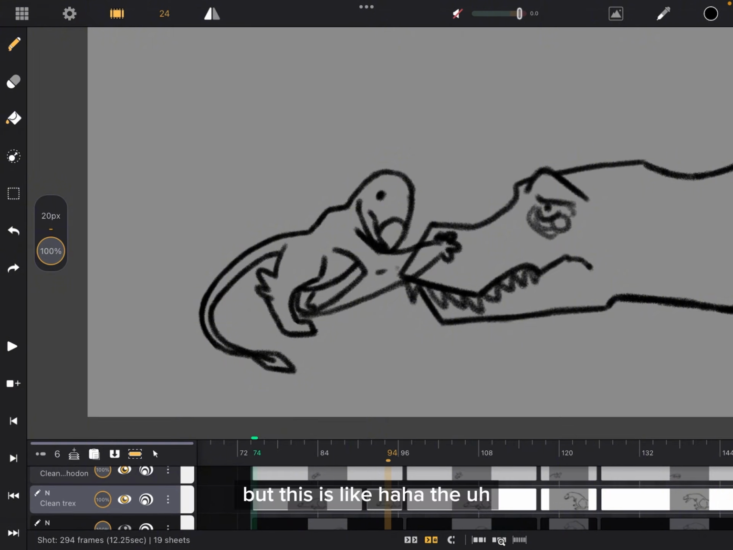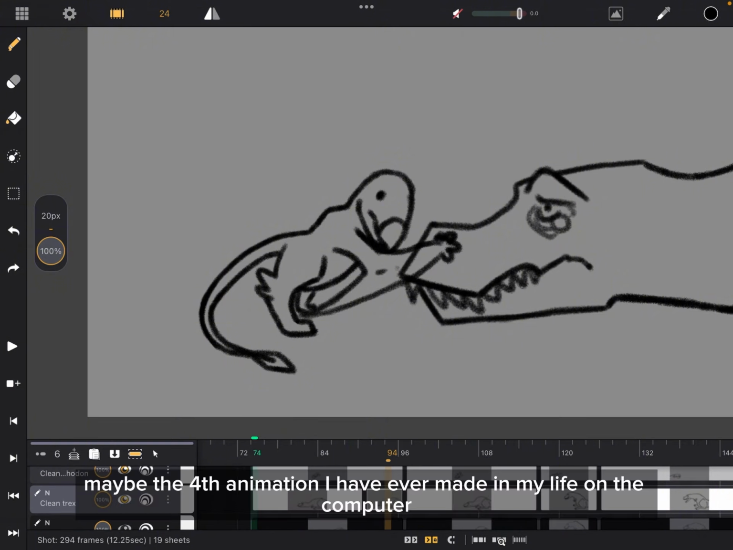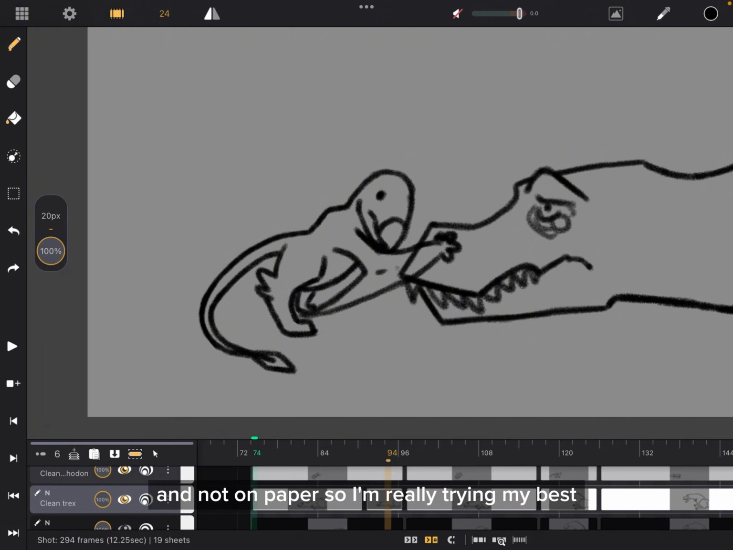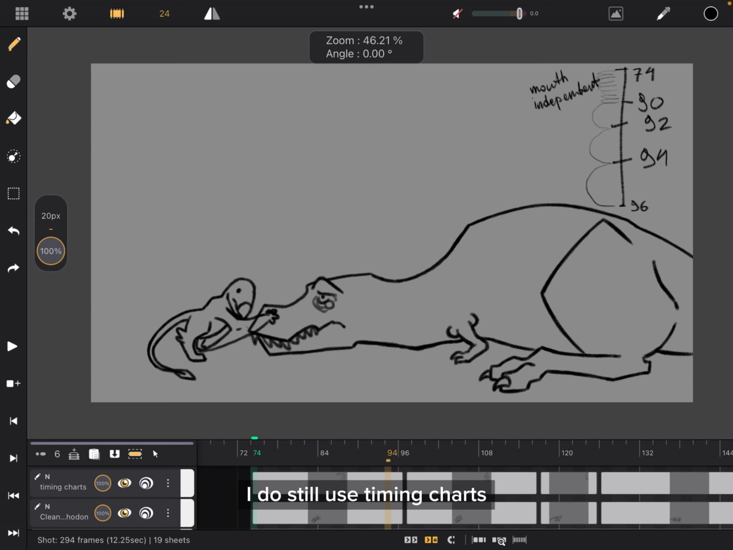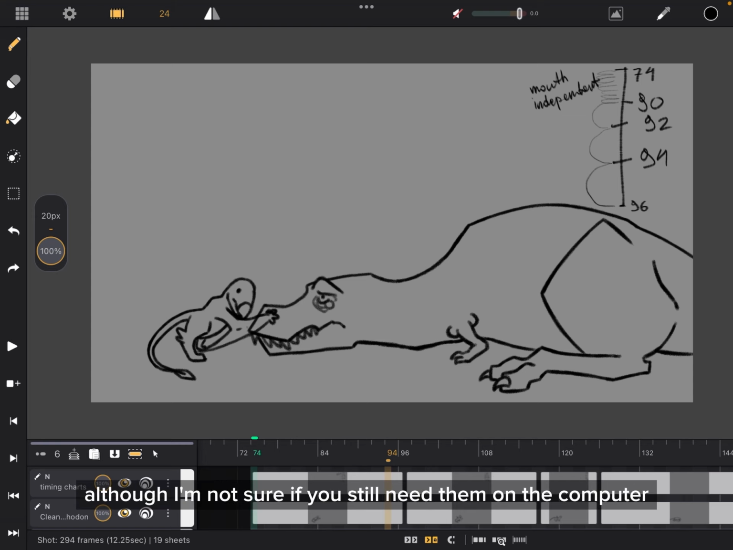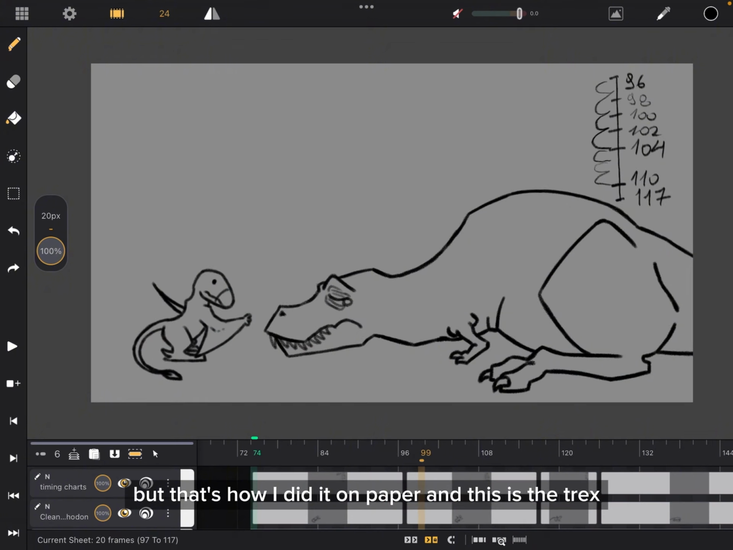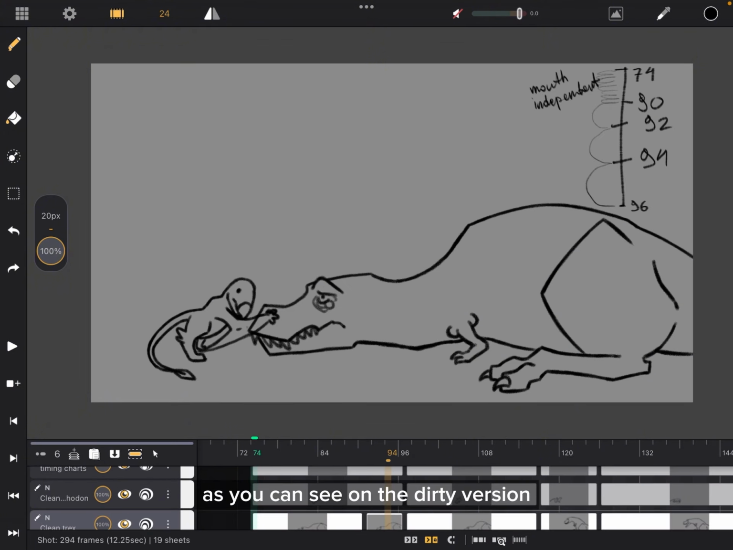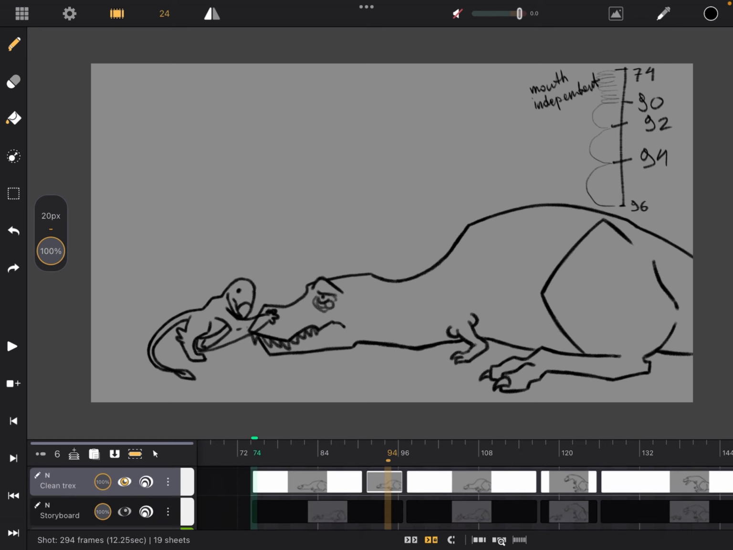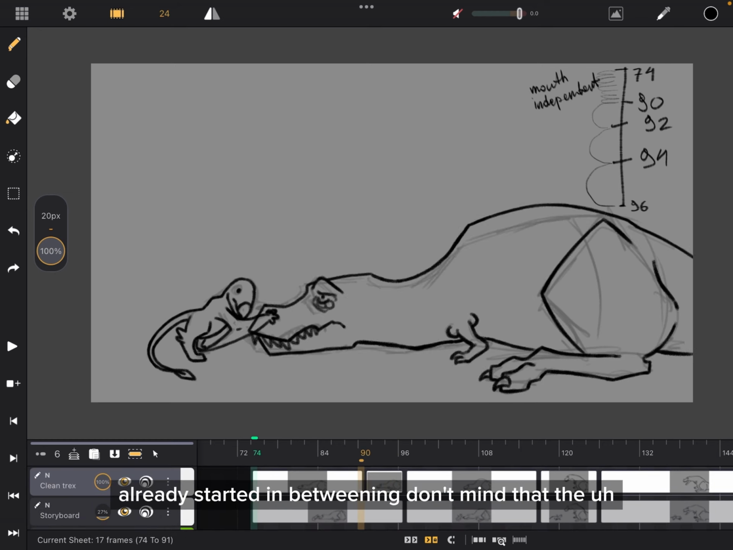But this is like the fourth animation I have ever made in my life on the computer and not on paper. So I'm really trying my best. I do still use timing charts, although I'm not sure if you still need them on the computer, but that's how I did it on paper. And this is the T-Rex, as you can see on the dirty version. I'm going to show it to you as well. I already started in betweening, don't mind that.